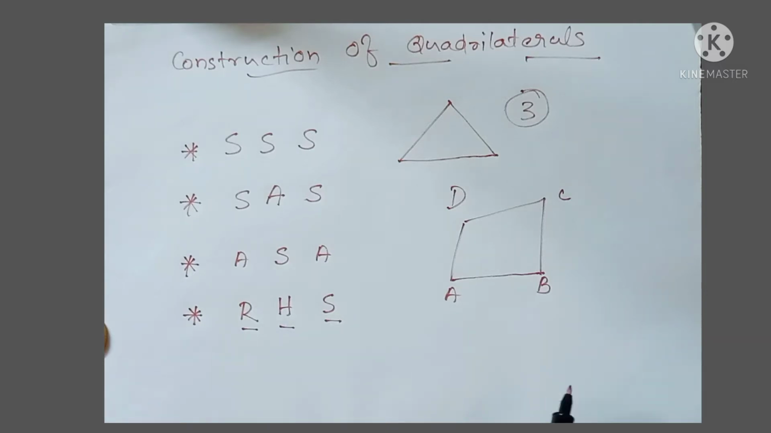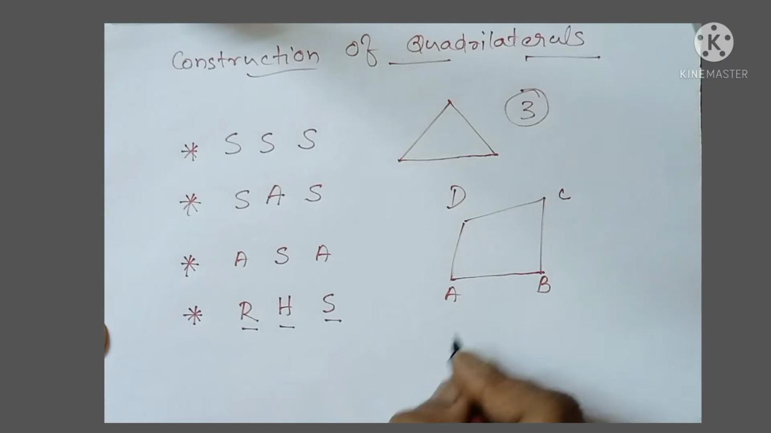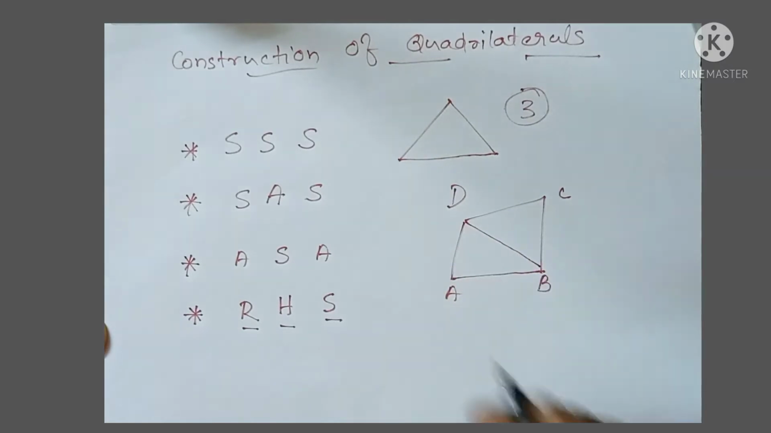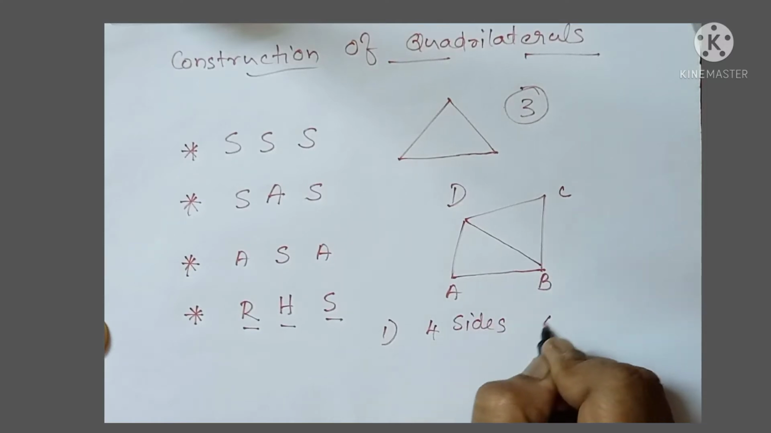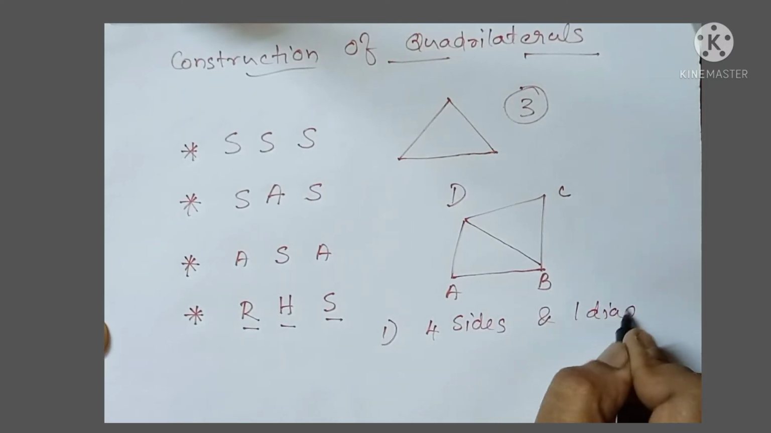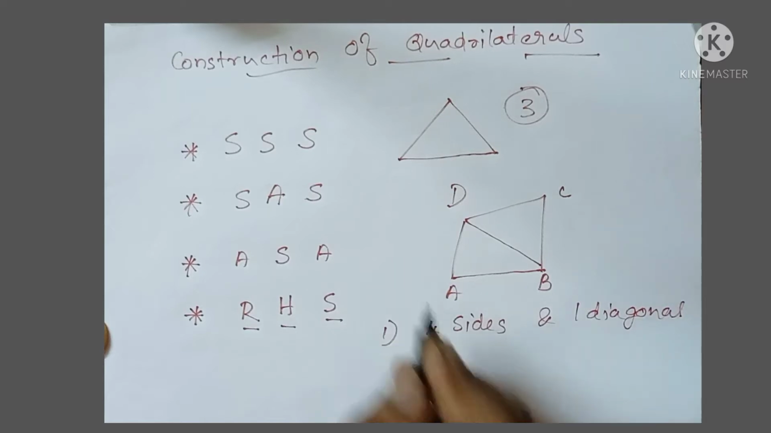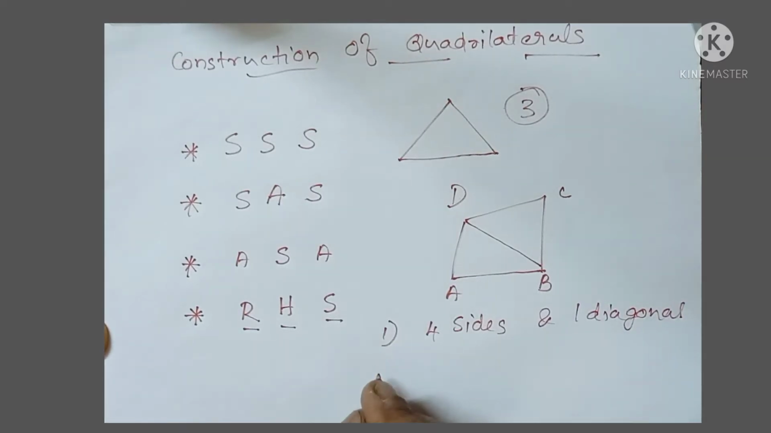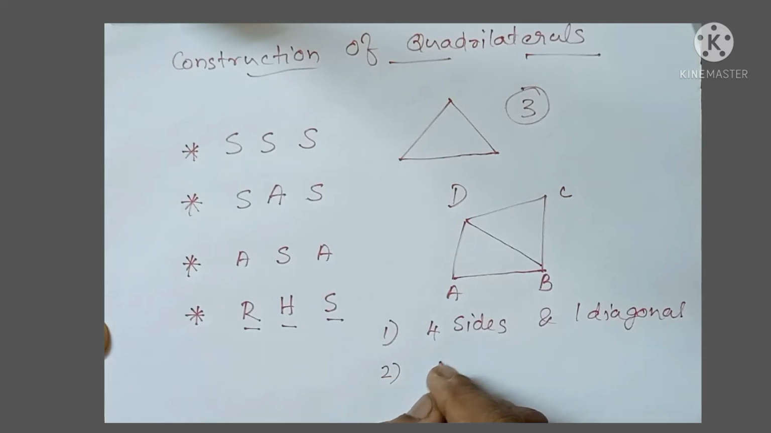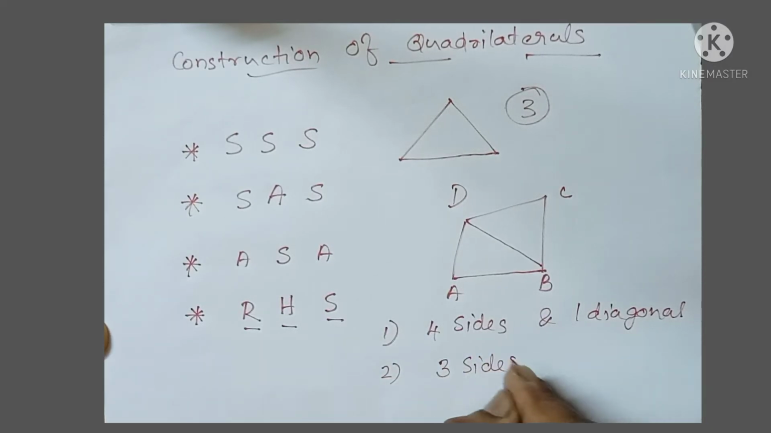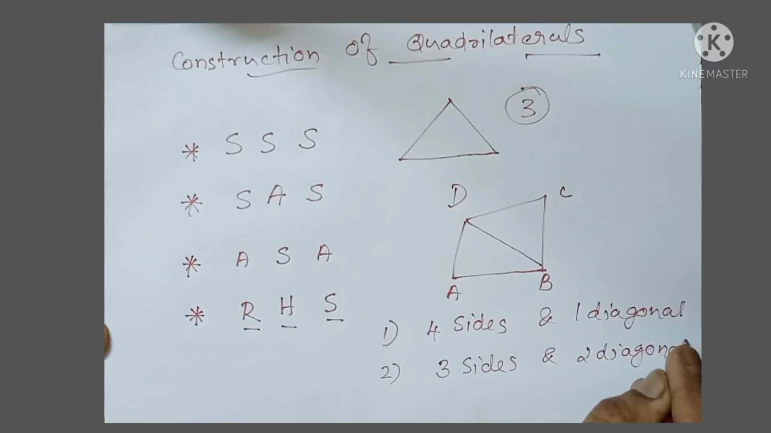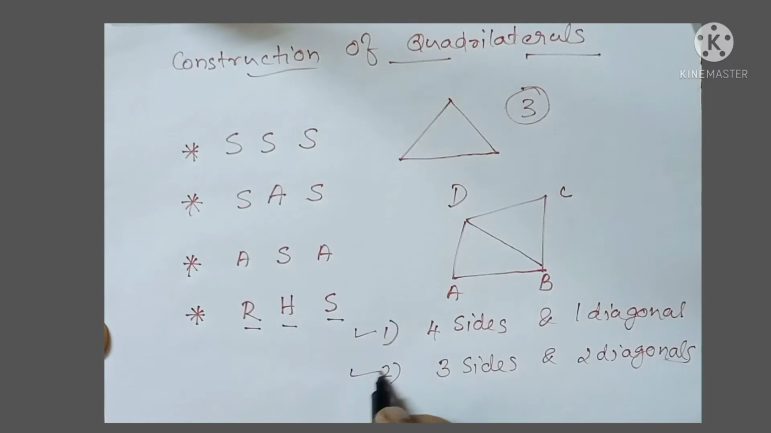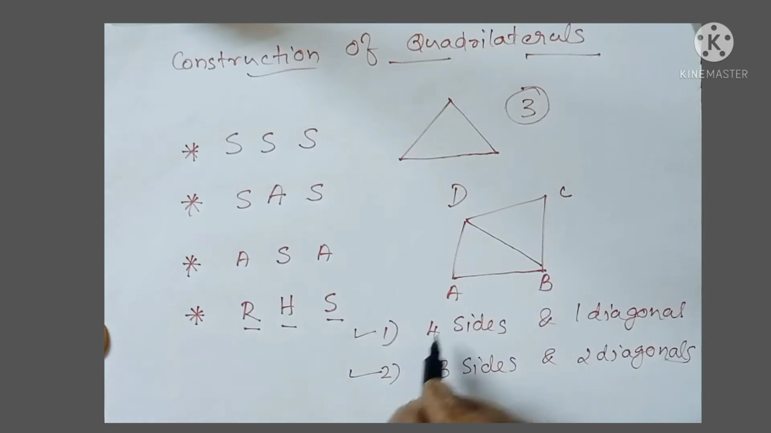That means a unique quadrilateral. There are 5 measures. First one, 4 sides and 1 diagonal. If it is given, we can construct a quadrilateral. Second one, 3 sides and 2 diagonals. So in this video, I am going to show you these two methods. That means construction of quadrilateral using these two.